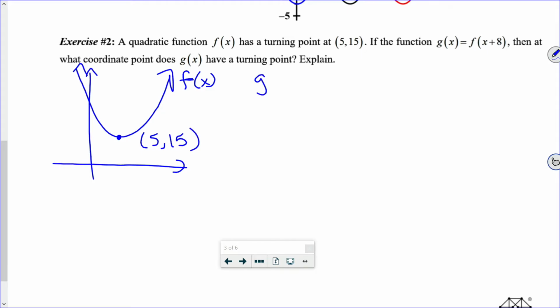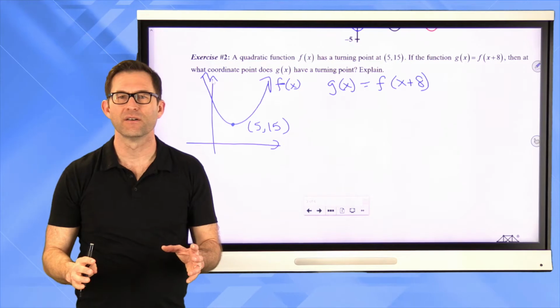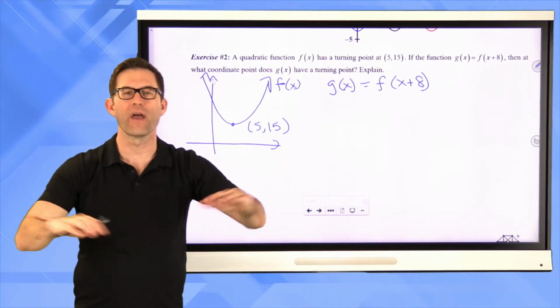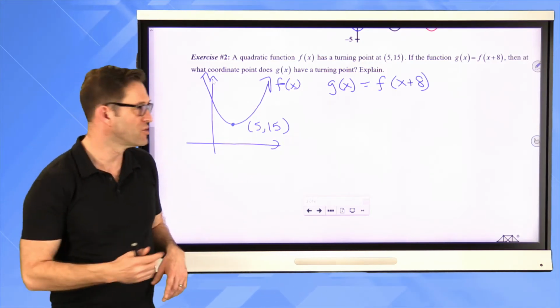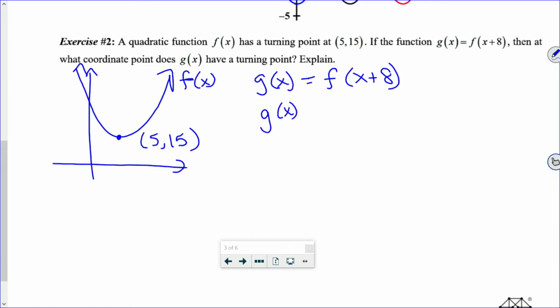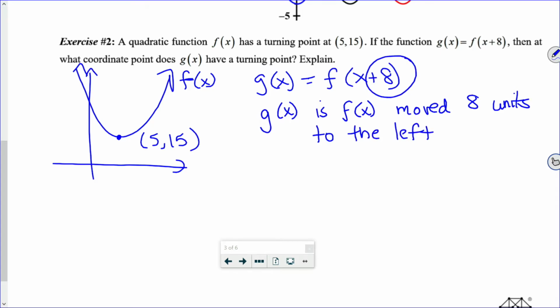And then g of x comes along and is defined as f of x plus 8. So we're adding 8 directly to x, okay? Like we're adding 8 to x before anything else is done, all right? So what exactly happens? Well, g of x is f of x moved 8 units to the left, right? Because we're adding, it's 8 units to the left, right? Which means we'll get something like this.